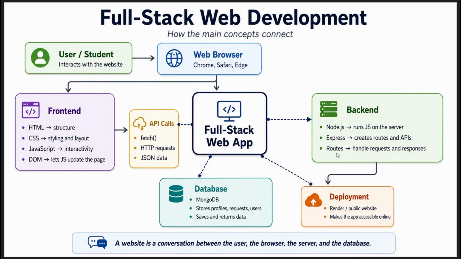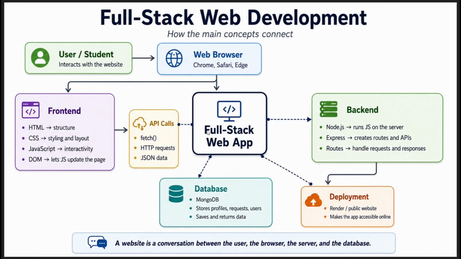So the overall flow is that the user interacts with the front end. The front end sends an API request, and then the back end receives the request. The back end talks to the database, and then the response comes back to the front end. The front end then updates the page so the user can see the result.